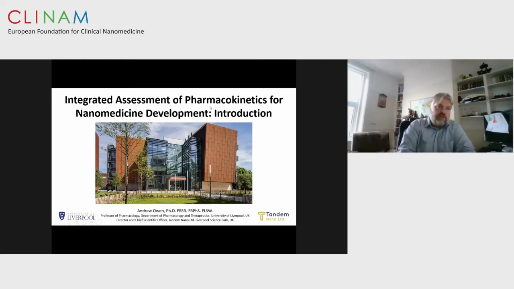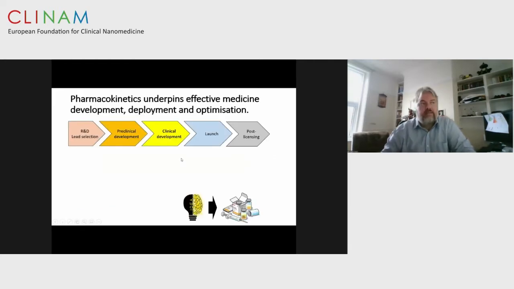So just as an introduction to the importance of pharmacokinetics, we can think about pharmacokinetics and how it underpins effective medicine development, as well as the way that it underpins deployment and optimization of medicines. Classically, we've been doing this for 30, 40 years of drug development for small molecules and other therapeutics. And if we think about drug development from research and development and lead selection through preclinical development, clinical development, launch, and post-licensing for medicines, then pharmacokinetics is routinely considered at all stages of development and the lifespan of a drug.